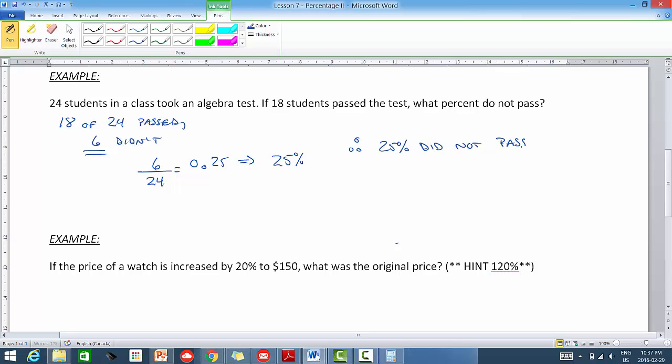So pretty simple question. It gives us a sort of roundabout explanation of what's happening here. 18 students passed the test. How many didn't pass as a percentage? So 18 of 24 did, which means 6 didn't. So 6 of the 24 is represented as 0.25 or 25%. So 25% did not pass.